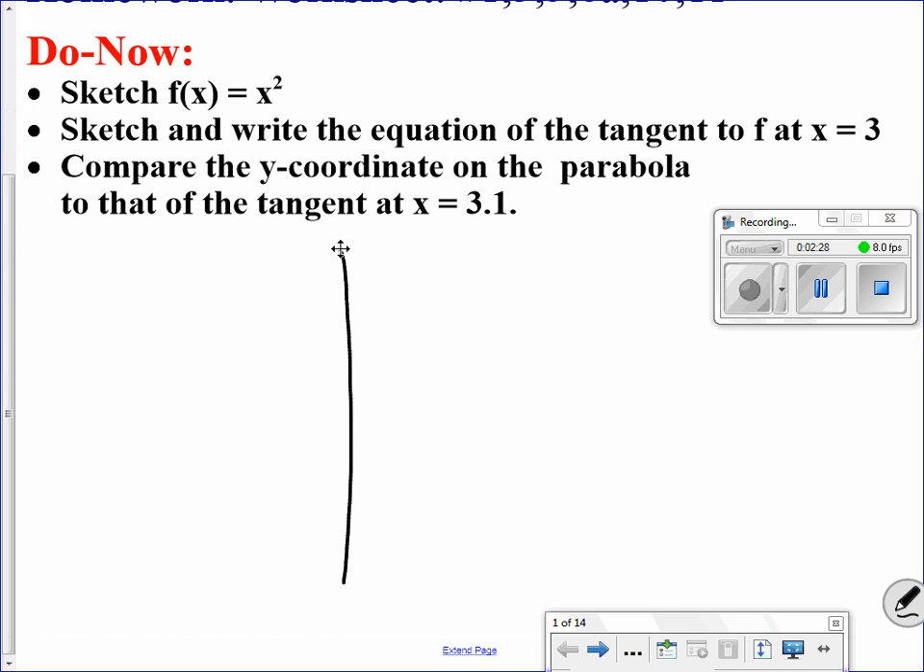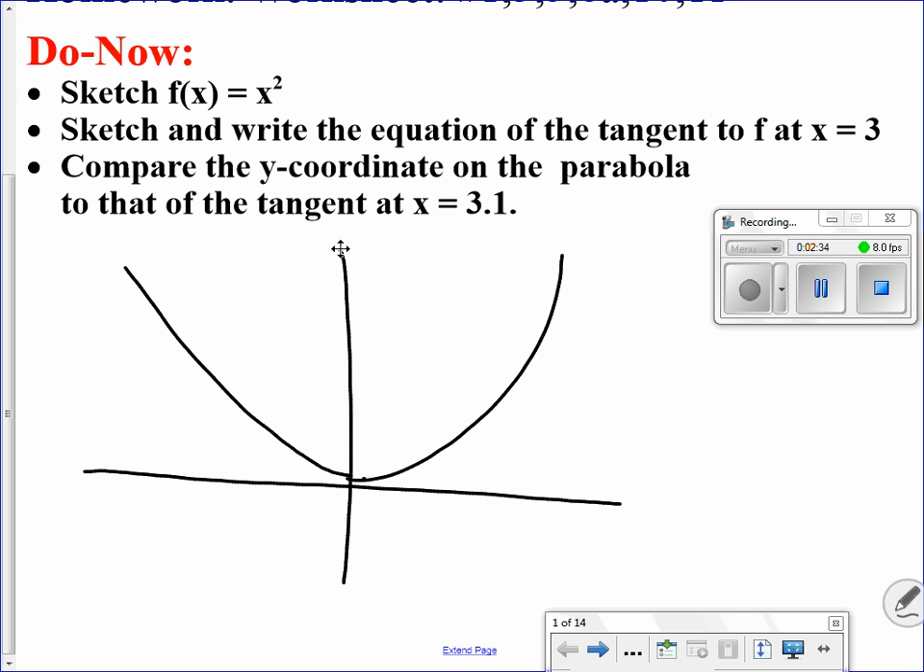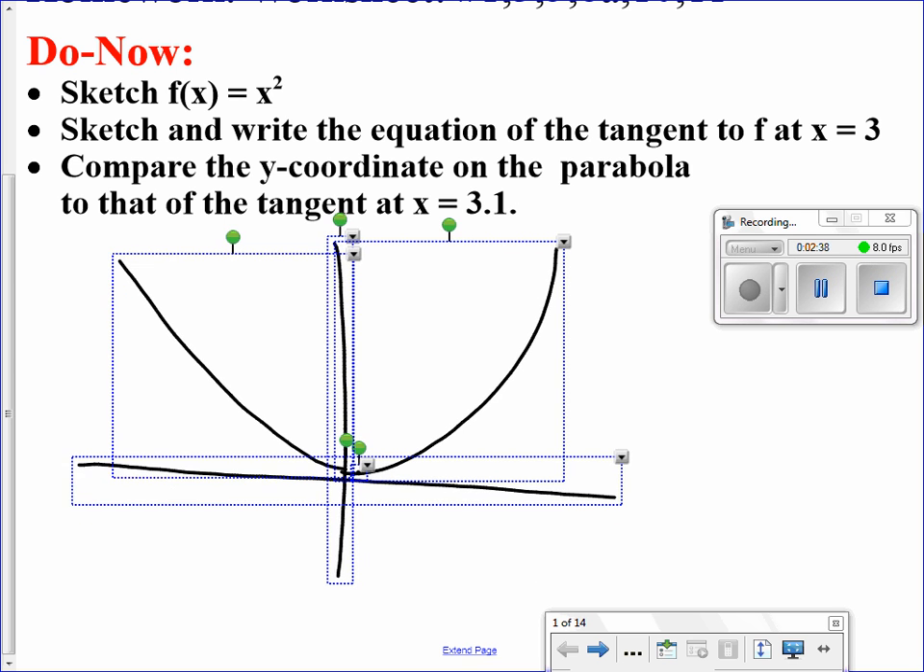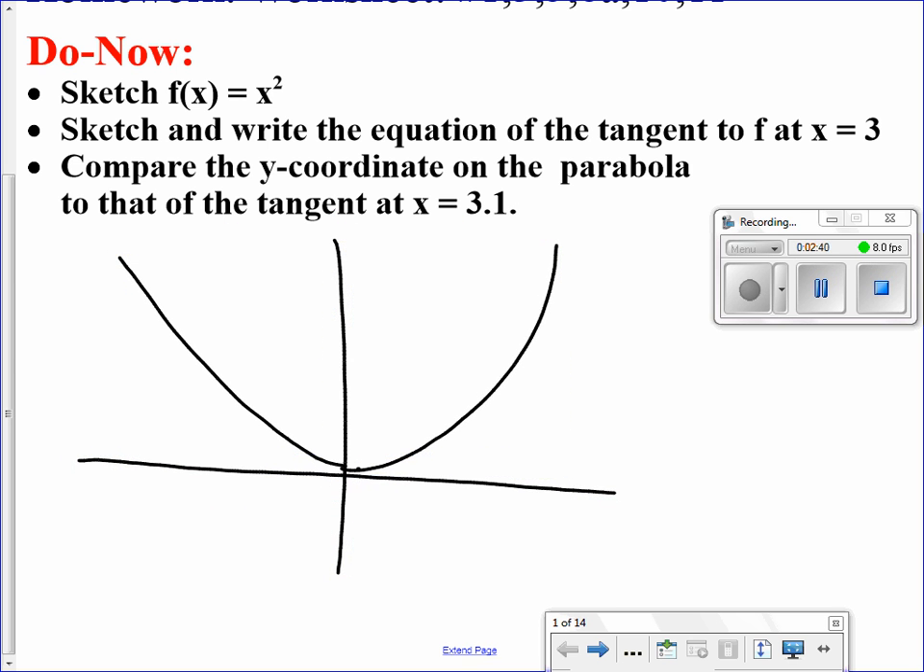Sketch the parabola y equals x squared. And I know you all know what that looks like. I'm sorry, I'm missing the origin. I can maybe fix it. No, I can't. Whoa. Yeah, maybe I can. This gives me, yep, I can.